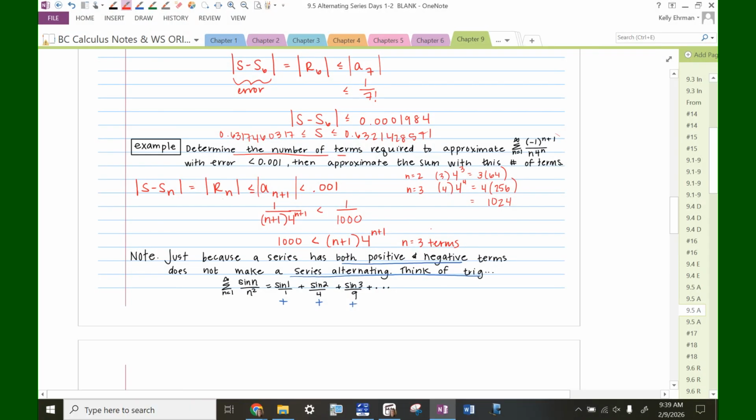Now, what if it is calculator allowed? So you don't want to type the n's in.